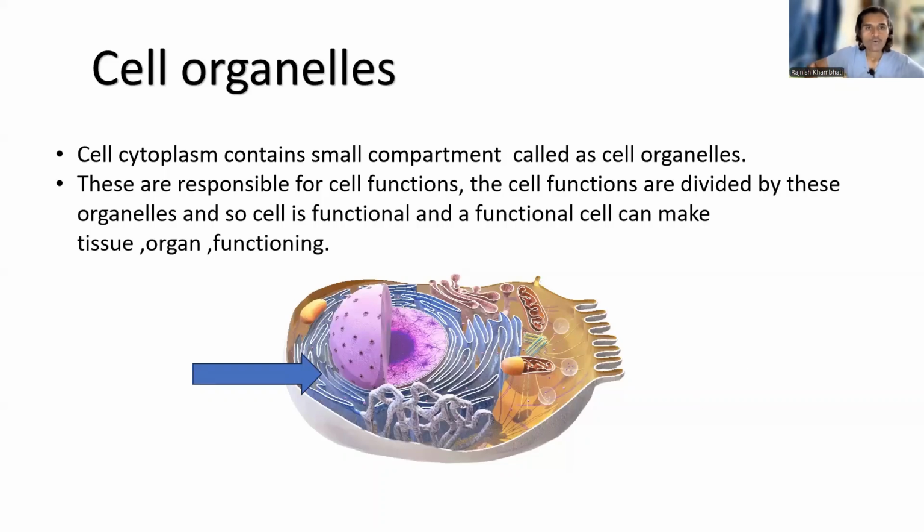Okay. Now, next we have to move towards the next topic, that is cell organelle. Cell organelles are the small compartments present within the cell cytoplasm. You can see these small components, like the mitochondria, the nucleus, the endoplasmic reticulum, and the Golgi body. These small components present within the cell cytoplasm are known as cell organelles.